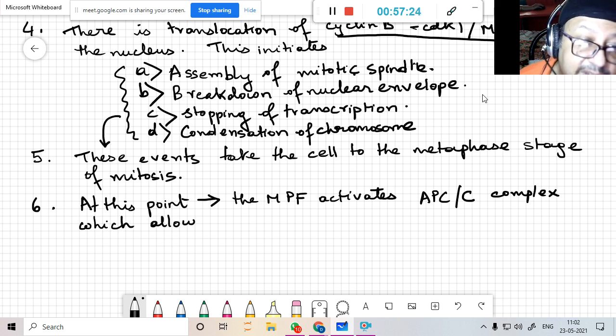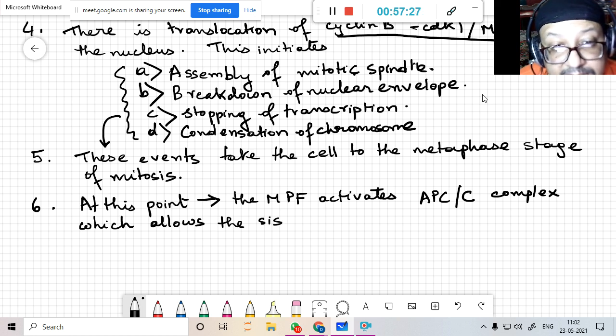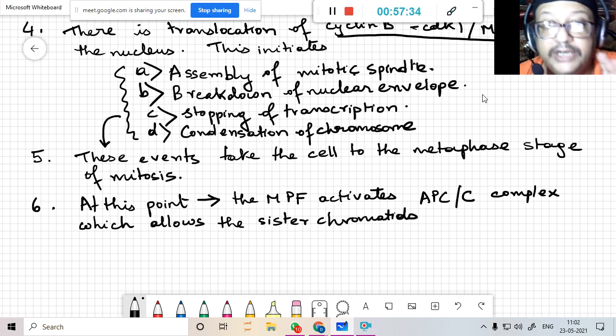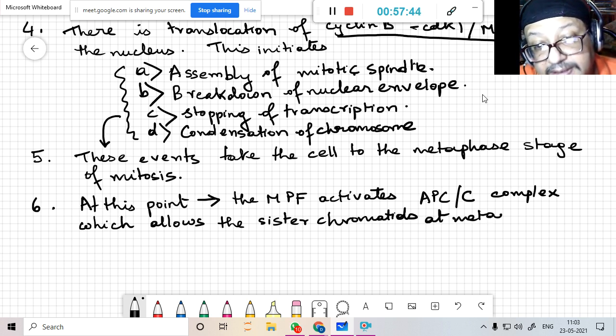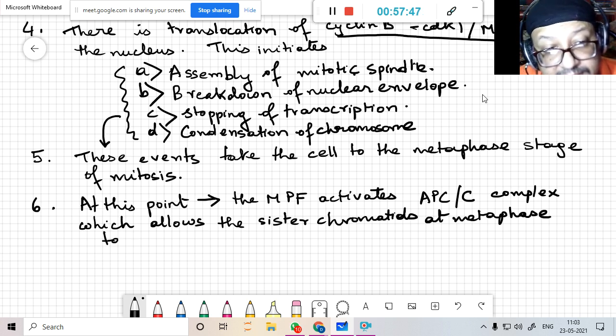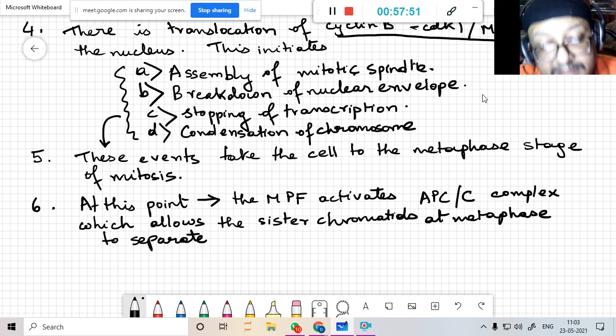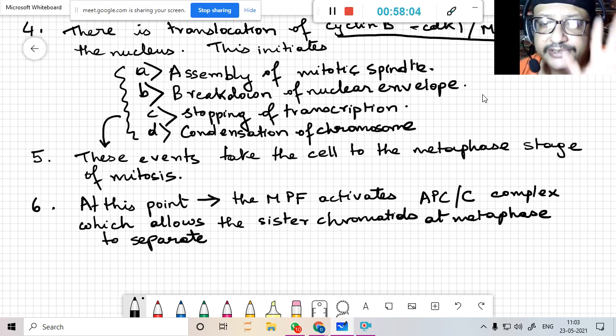Which allows the sister chromatids at metaphase to separate. I will talk in detail about the mechanism, but this is the overview. The problem while you are reading it is you forget what sequences happen, what happens after what. So I have just listed down, in no book it is written, what happens after what. This is going to help you to study and get an overview about the whole of this mitosis.